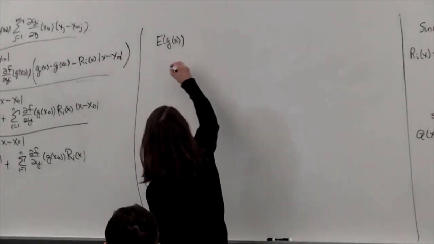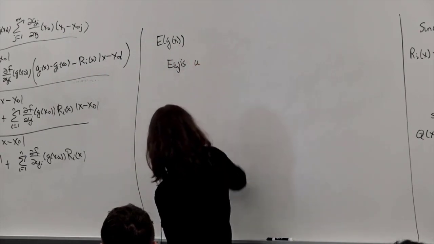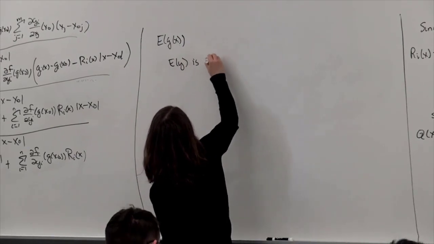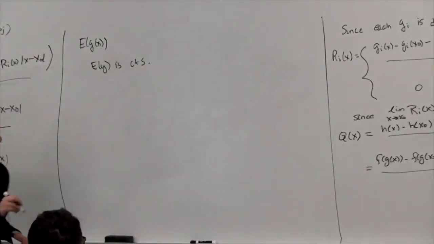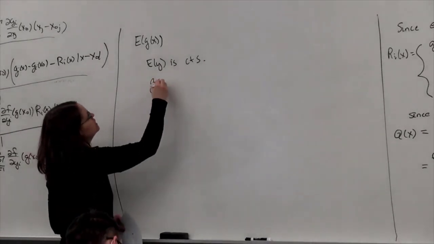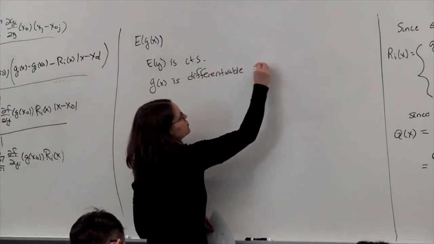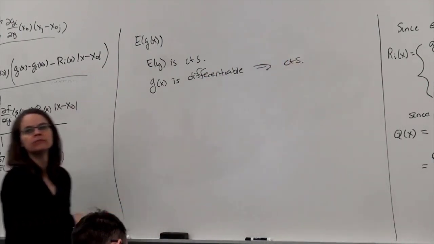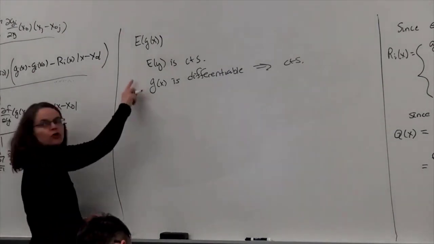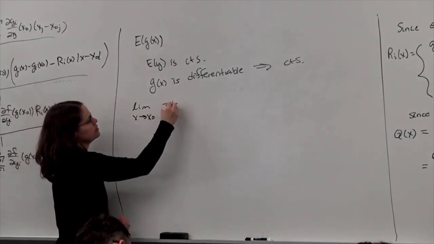Okay, so we know that e of y is continuous. And we're given that g is differentiable, which means it's also continuous. Okay, and those two pieces of information mean that we can take the limit and get 0.